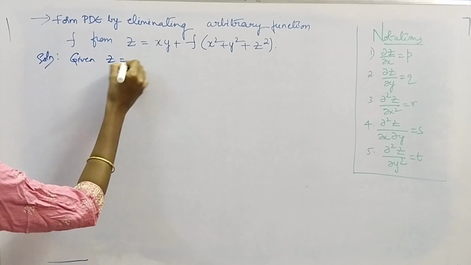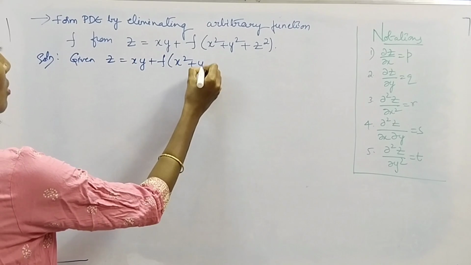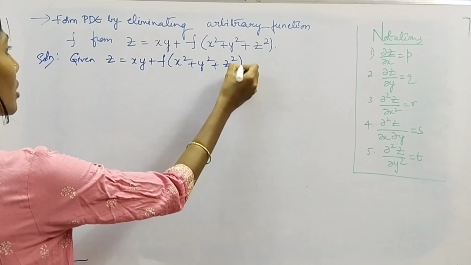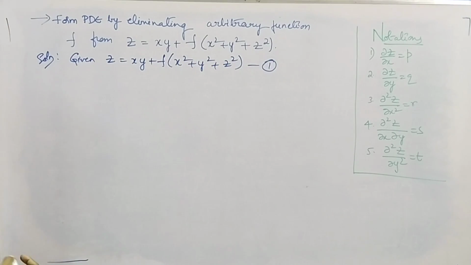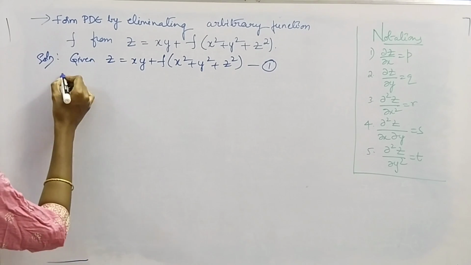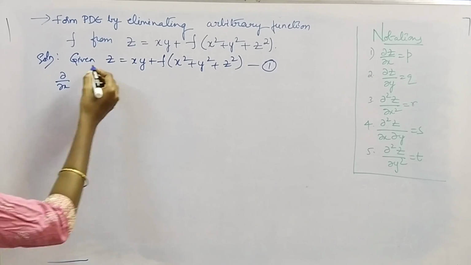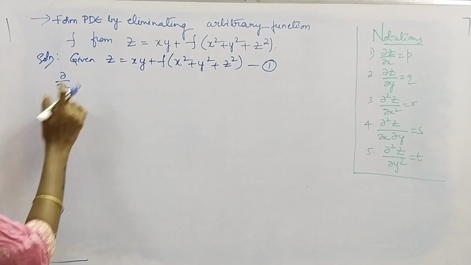Given z equal to xy plus f of x square plus y square plus z square, consider this as equation number 1. Now let's partially differentiate it with respect to x. Just apply dou by dou x on both sides of the equation. Partially differentiating 1.